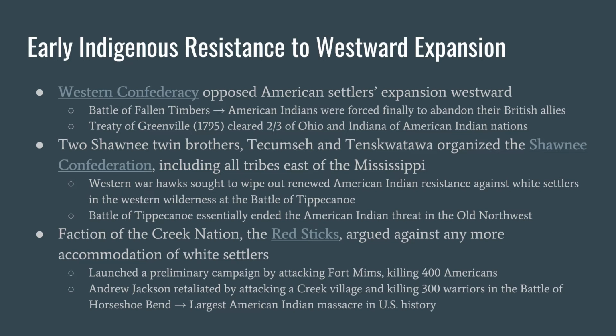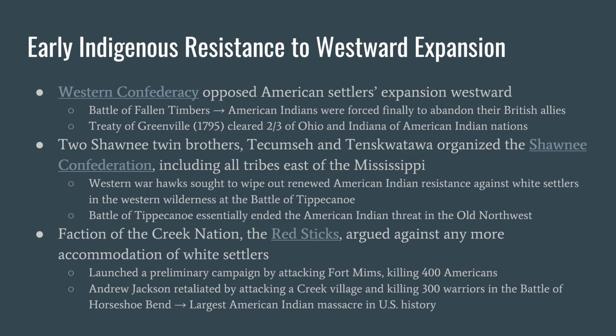And so even though we do see that there is some assimilation, we also see that there's a lot of resistance to westward expansion. The Western Confederacy really opposed American settlers' expansion westward. This is where, at the Battle of Fallen Timbers, Indigenous communities are forced to abandon the British allies who had helped them. And the Treaty of Greenville, which ended this conflict, cleared two-thirds of Ohio and Indiana of American Indian nations, again forcing them westward.